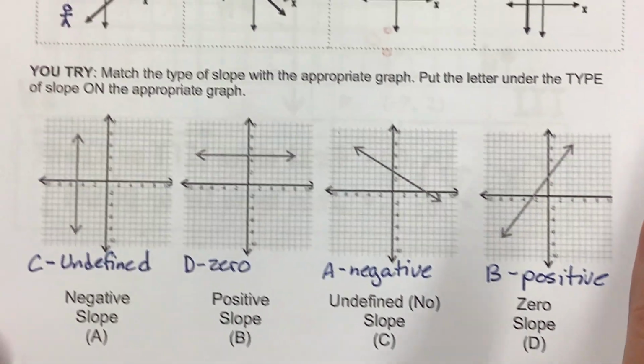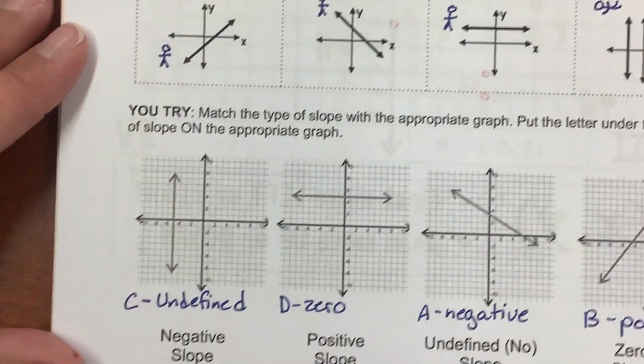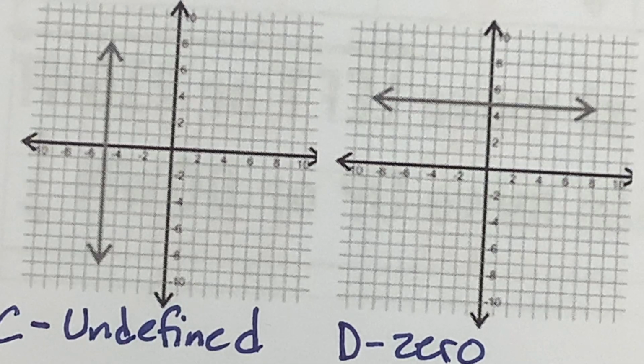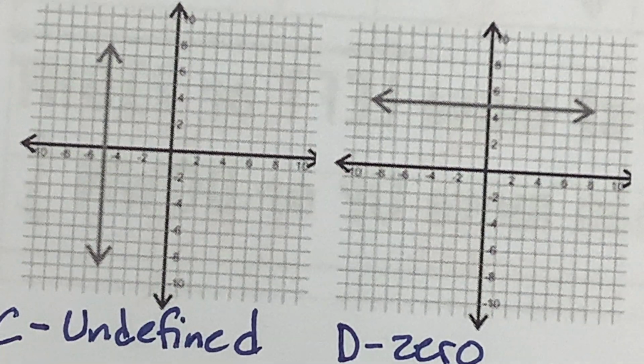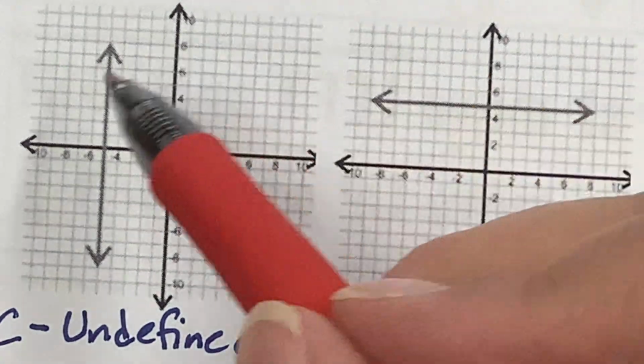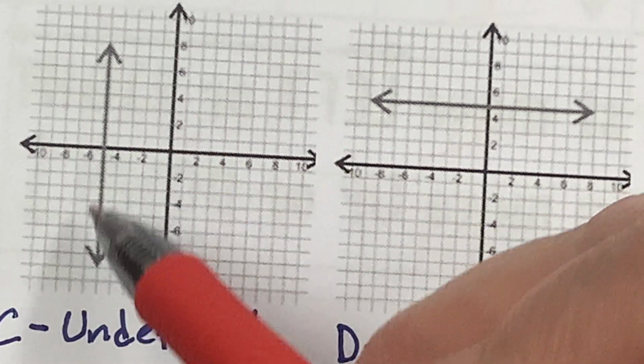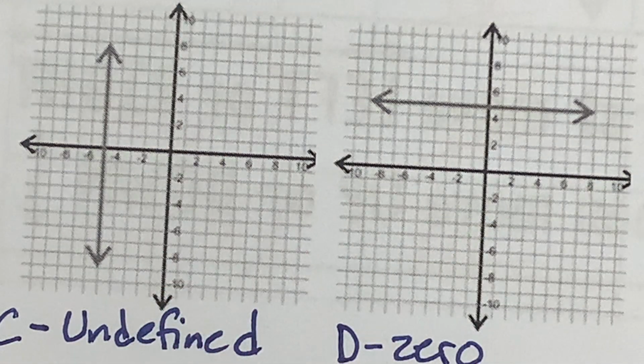Now I want to talk a little bit about points on lines. So I'm going to make this as big as I can, my undefined and my zero slopes. So what's a point on a line? Well, every single place on the line is a point, honestly. I mean, here's a point, here's a point, here's a point, here's a point, here's a point. All of the places on the line are points. But some are better points than others.